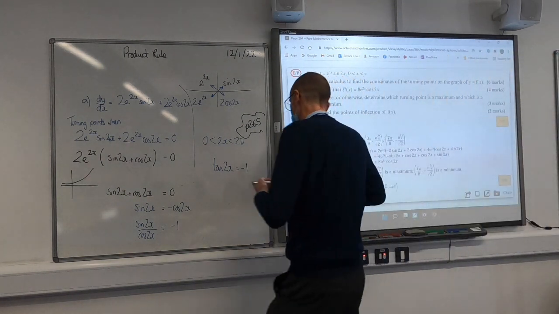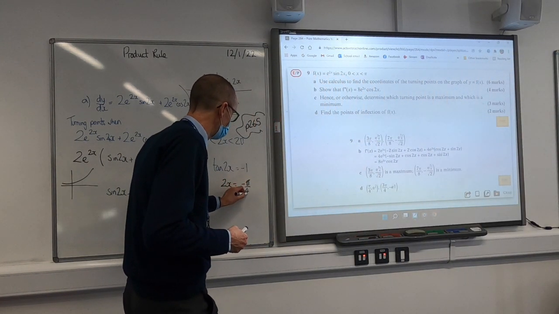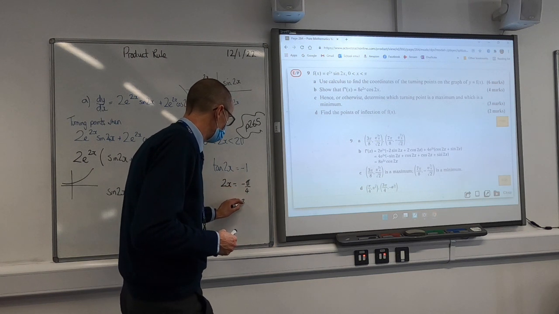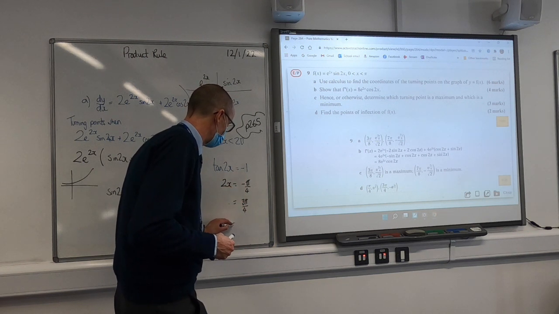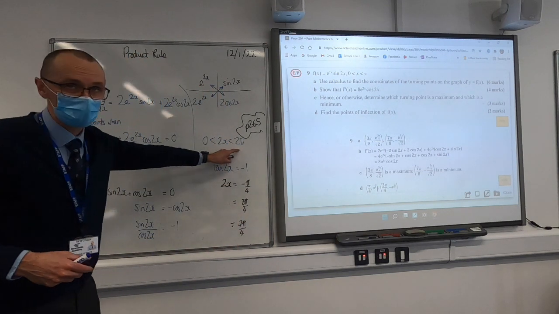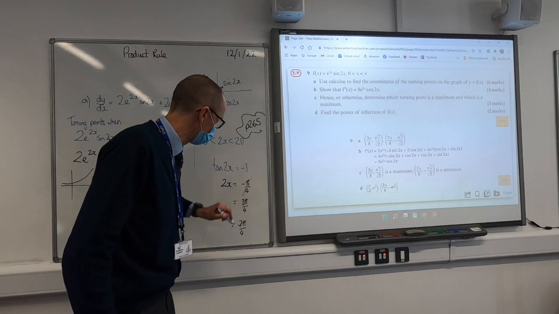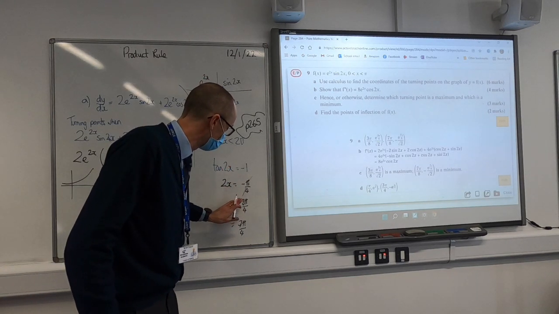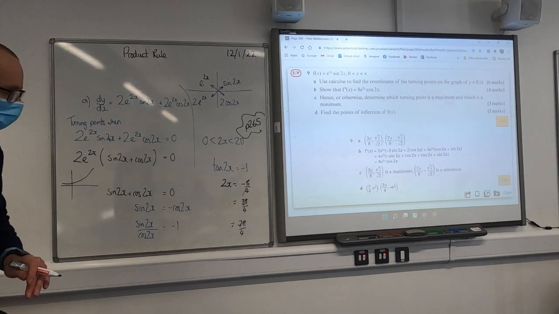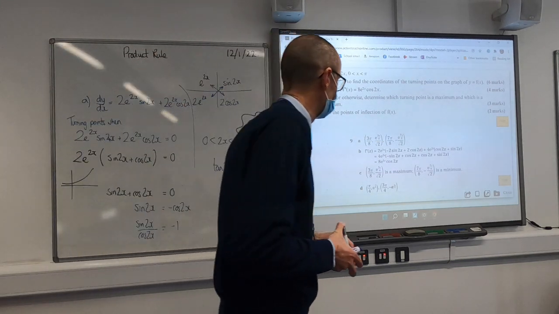So yeah, we do shift tan of minus one, we get minus a quarter of pi. So add pi to that gives you 3/4 of pi. Add pi to that gives you 7/4 of pi. Adding pi again would take me above 2 lots of pi. That's not valid, that's outside the range of values. And then I just halve all of those answers. So half of that is 3 pi over 8, and half of the bottom one is 7 pi over 8.